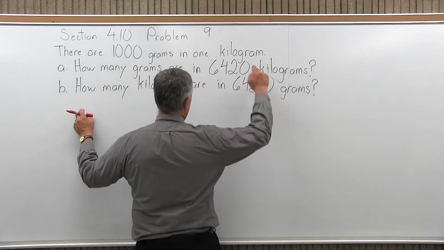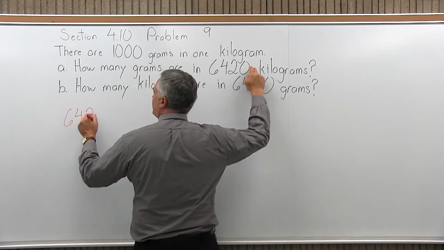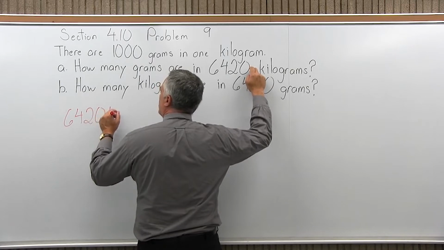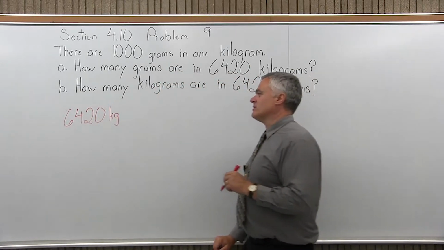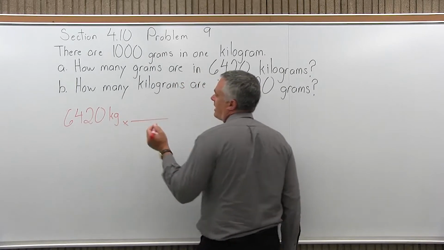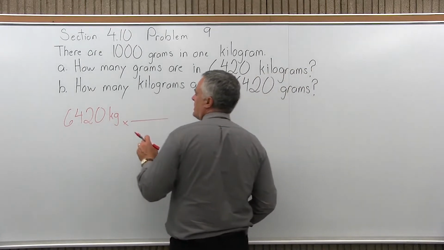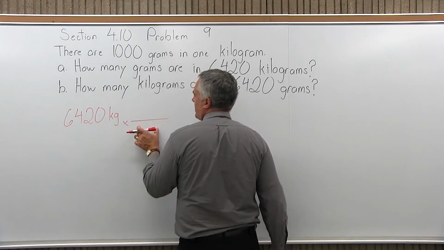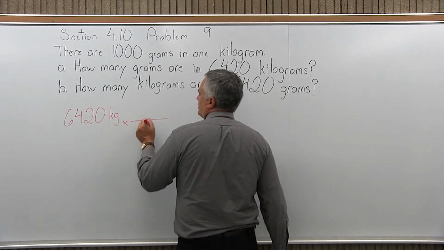What you want to do is start with a given amount, 6,420 kilograms, and I will abbreviate kilograms with kg. That's the standard abbreviation for kilograms. I want to convert that to grams, so I'm going to multiply it by essentially an unusual number 1. Same quantity numerator and denominator. I just have to make sure I put the amount in the denominator that will cancel the units that I want to cancel. So in the denominator, I'll put 1 kilogram.